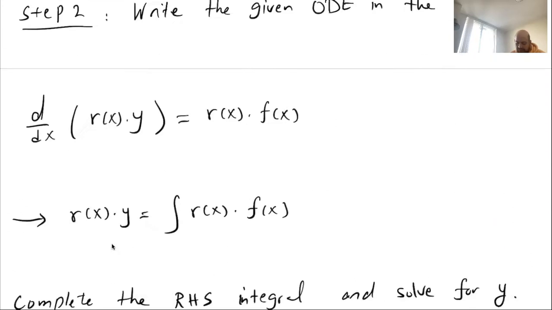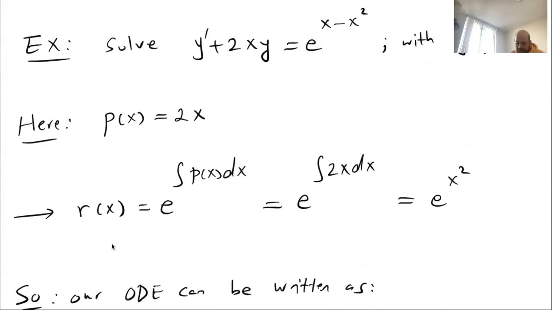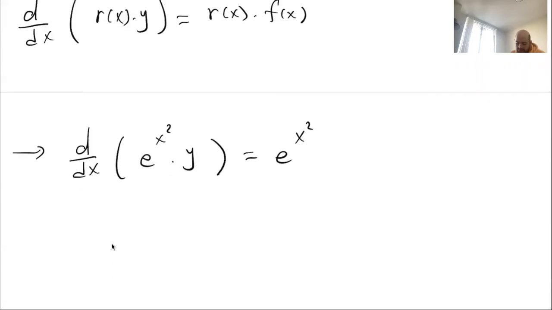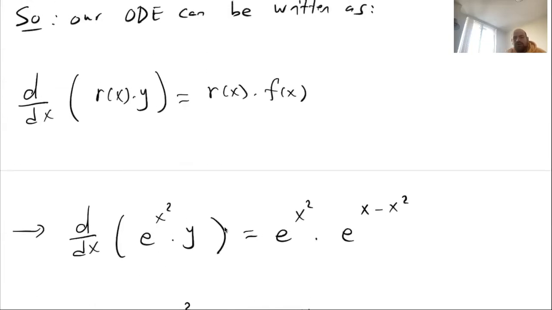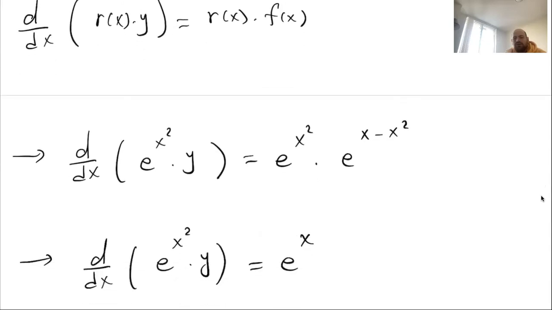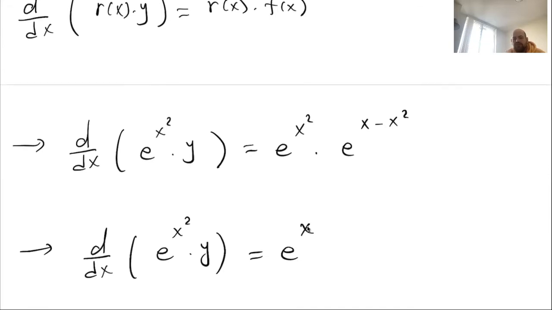What was f of x? f of x is the function on the right-hand side, which is e to power x minus x squared. So e to power x squared times e to power x minus x squared gives e to power x. That means d/dx of e to power x squared times y equals e to power x.